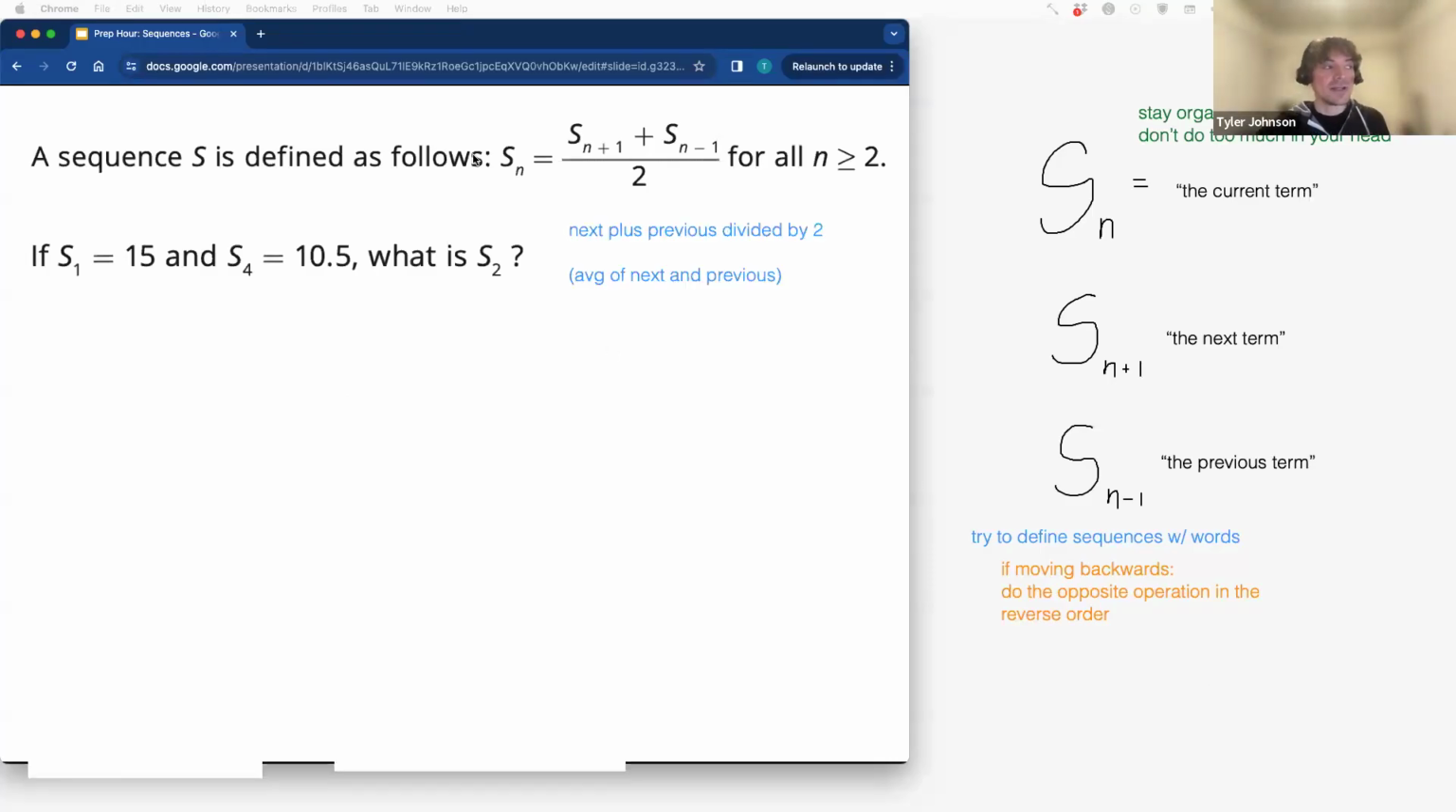So in words, you might say that the current term is equal to the next term plus the previous term divided by 2. Or if you want to think more conceptually, you can recognize it's the average of your next term and your previous term. And I know that the first term is 15. So the second term is going to be the average of the third term and the first term. I don't yet know the third term, so I'm just going to leave that written as S3.